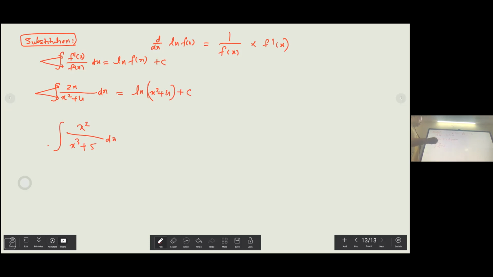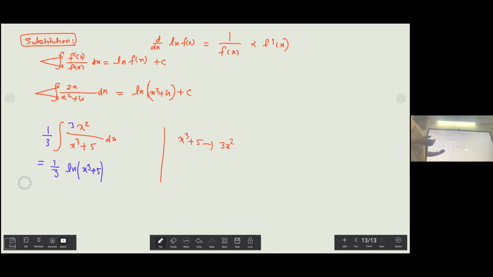Now, you notice that here, the exact derivative of x cube plus 5 isn't in the numerator. But using common sense, the derivative of x cube plus 5 is 3x square, and at least I have x square here. So I'm just going to multiply by 3. Since I multiplied by 3, to keep the equation neutral, I'm going to divide outside by 3. So this answer basically becomes 1/3 of ln of x cube plus 5.